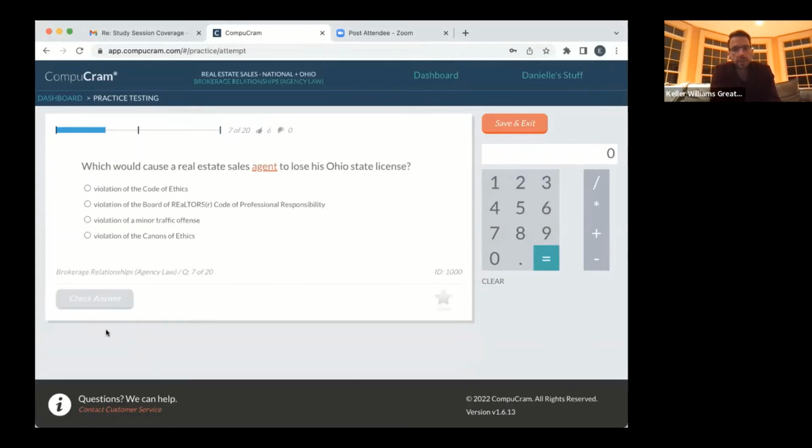Which would cause a real estate sales agent to lose their Ohio state license? A, violation of the Code of Ethics. B, violation of the Board of Realtors Code of Professional Responsibility. C, violation of a minor traffic offense. Or D, violation of the canon of ethics. Go ahead and type in the chat.